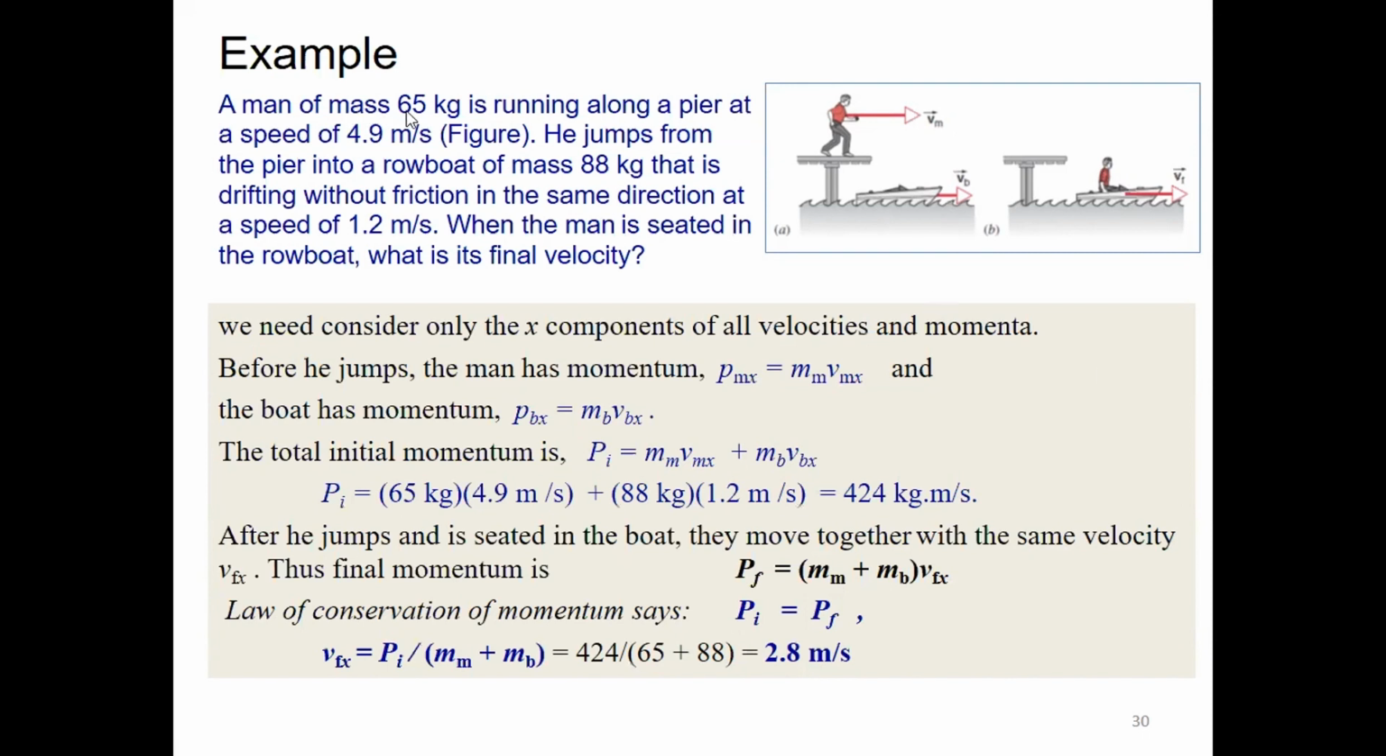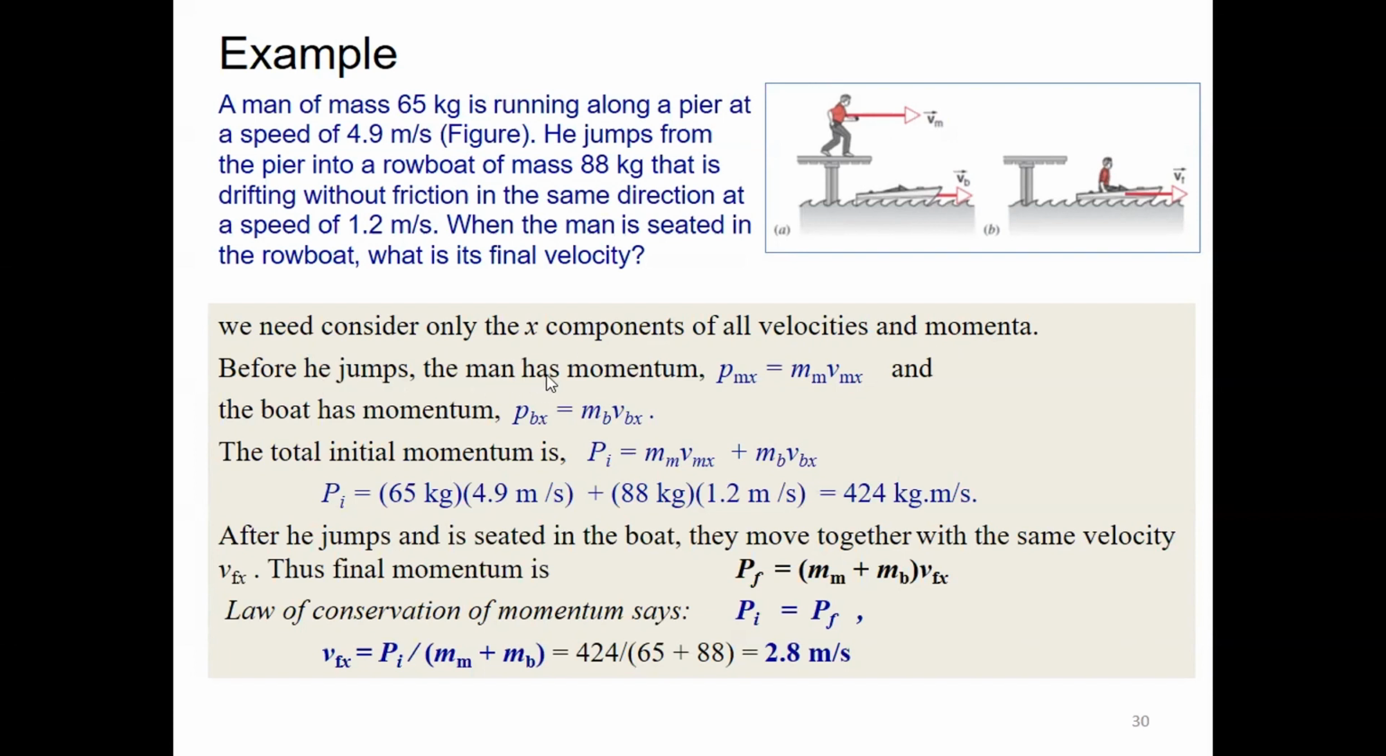A man of mass 65 kg is running along a pier, a platform extended into a sea or lake, at a speed of 4.9 meters per second. Then he jumps from the pier into a rowboat of mass 88 kg, which is drifting without any friction in the same direction at a speed of 1.2 meters per second. When the man is seated on the rowboat, what is its final velocity? We consider only the x component of all velocities and momenta.